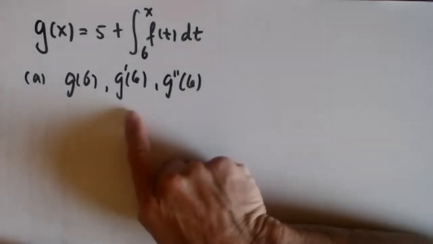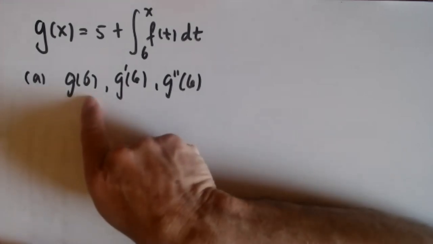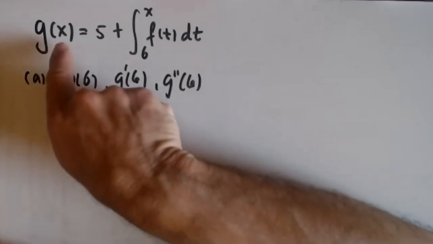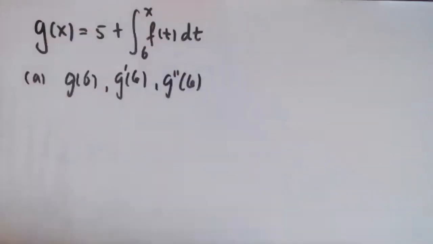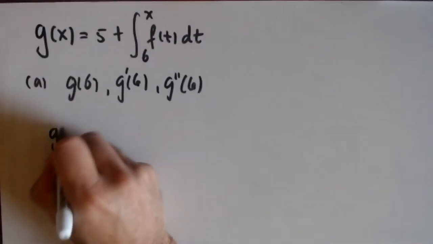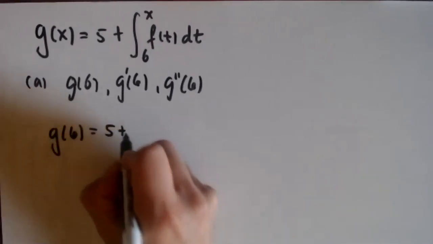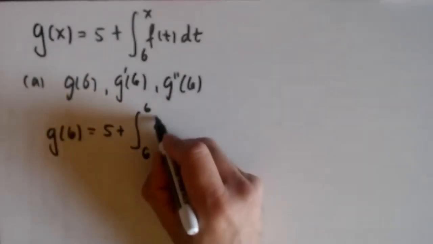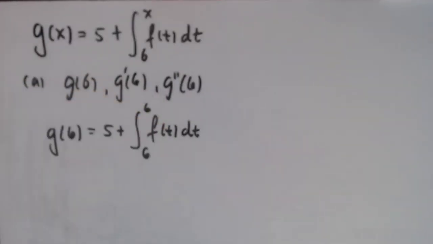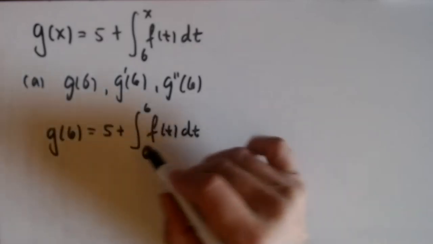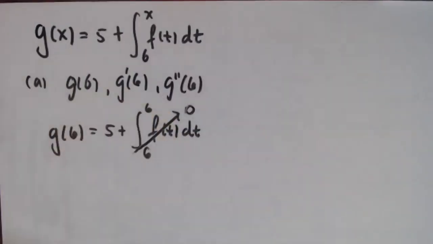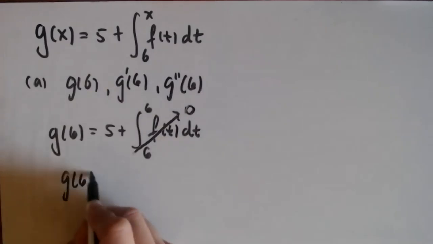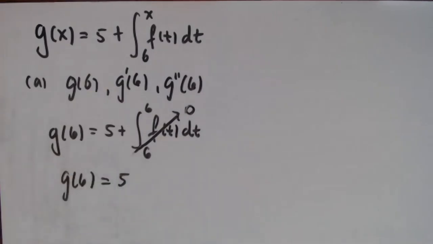So the first thing we have to check is, okay, what is g of 6? g of 6 is the evaluation of this function at 6. So it requires you put a 6 here, and also you put a 6 over there. So this is 5 plus the integral from 6 to 6. By definition this is 0 because this is a line, and lines have no area. So this integral is 0, correct? So g of 6 is just 5, correct?